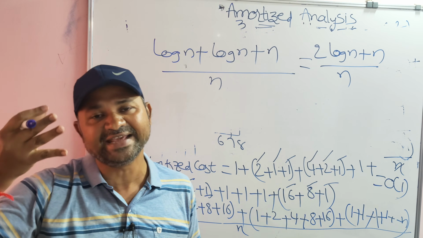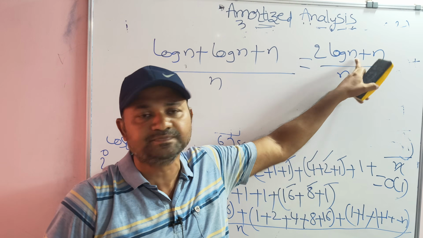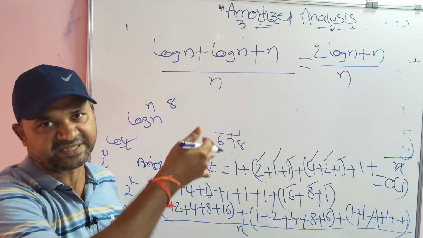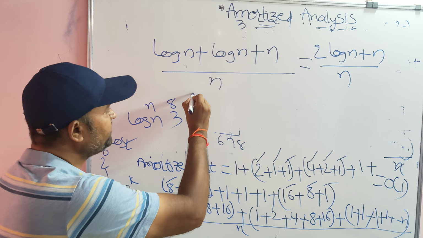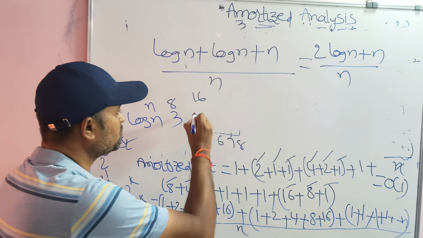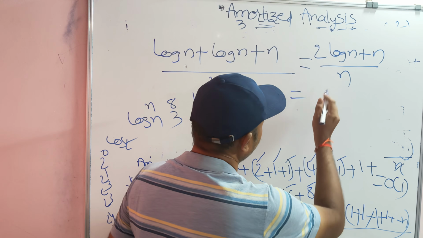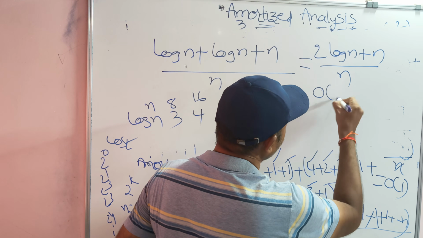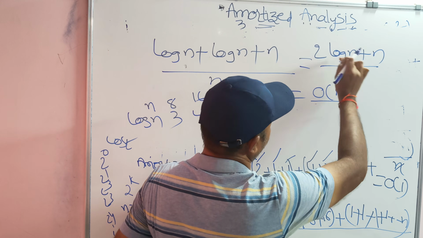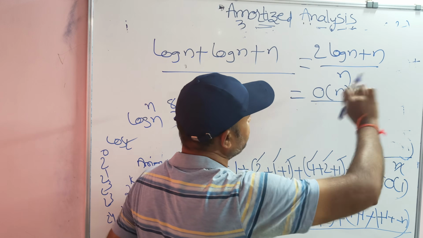So if n is 8, then log n will become log 2 power 3, so that means 3. If n is 16, then log 16 will become log 2 power 4, so 4. So what is the dominant term? n is the dominant term, so we can take n. Time complexity means we will write order of n by, out of 2 log n and n, n is the most dominant term. Here we are calculating the time complexity.